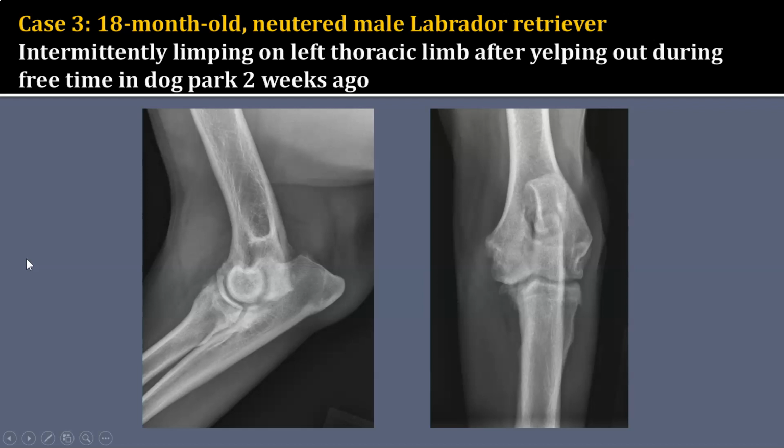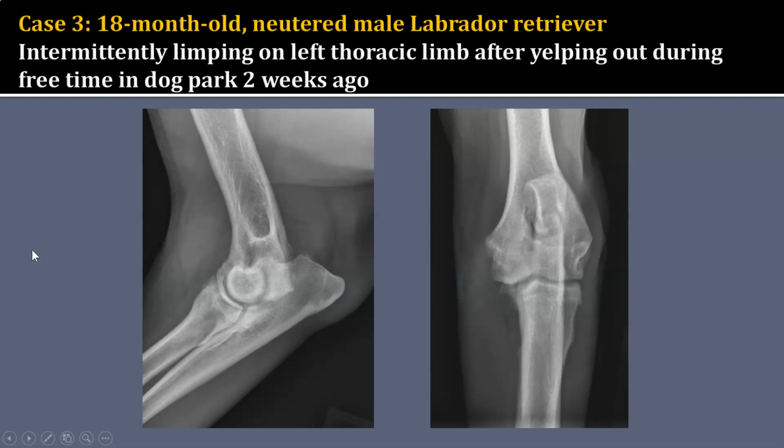Case number 3 is an 18-month-old neutered male Labrador Retriever who has been intermittently limping on the left thoracic limb after yelping out during free time in a dog park about 2 weeks ago. So it sounds like maybe there was an acute onset of lameness and it hasn't gone away. So we have orthogonal views of the elbow, a lateral and a craniocaudal view. They are nicely positioned and nicely collimated with good exposure.